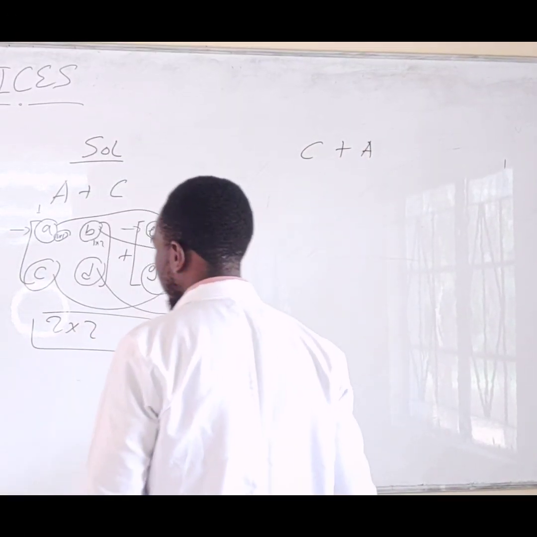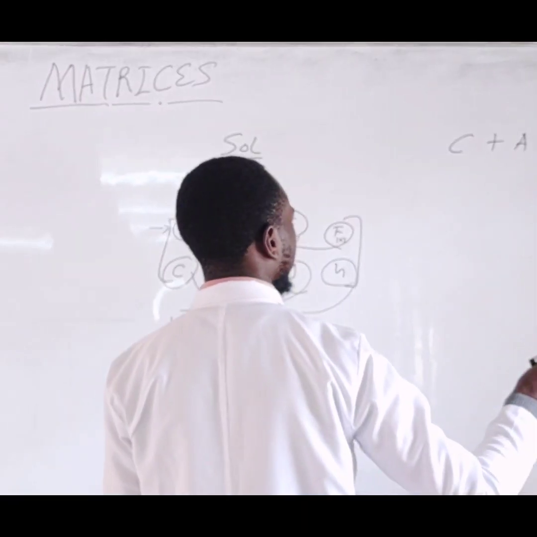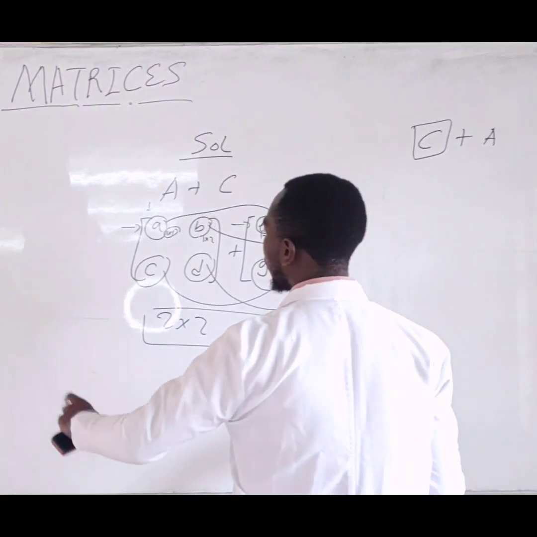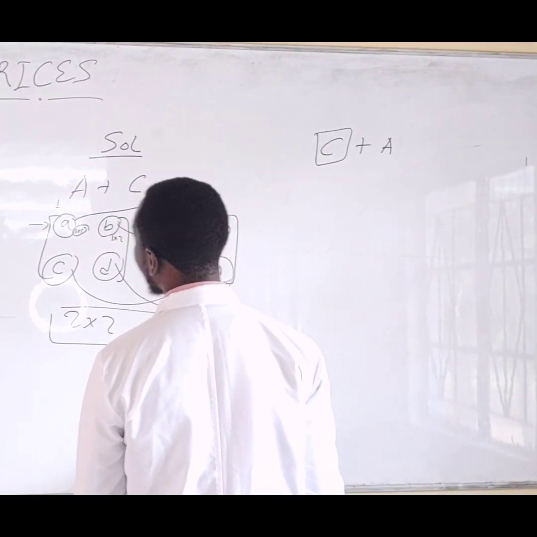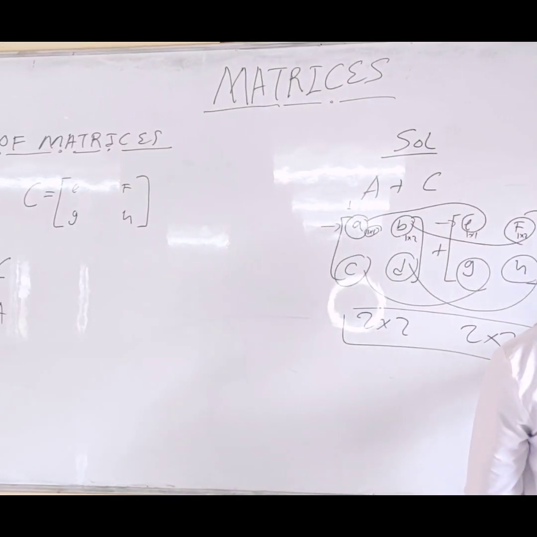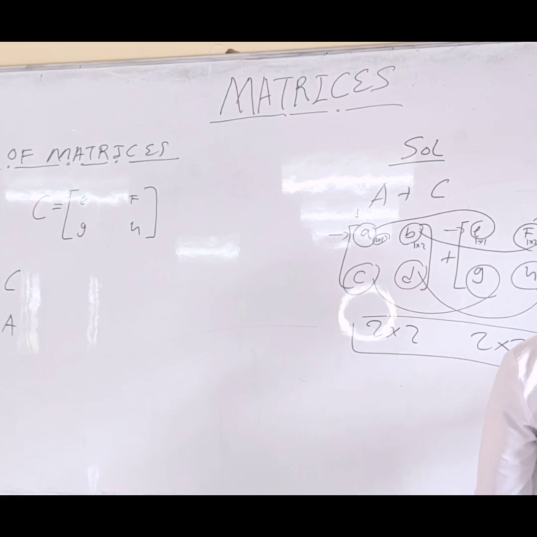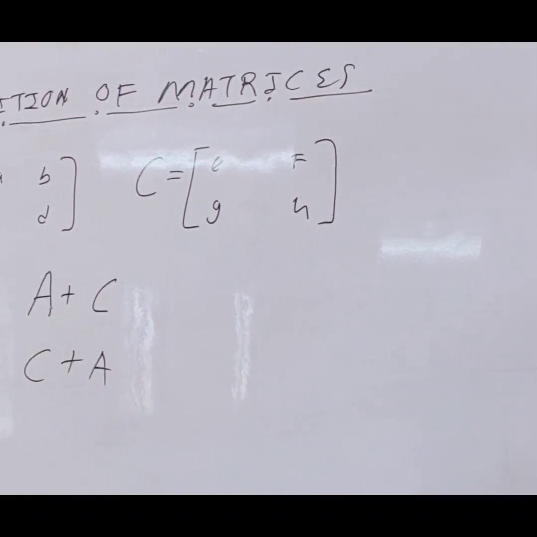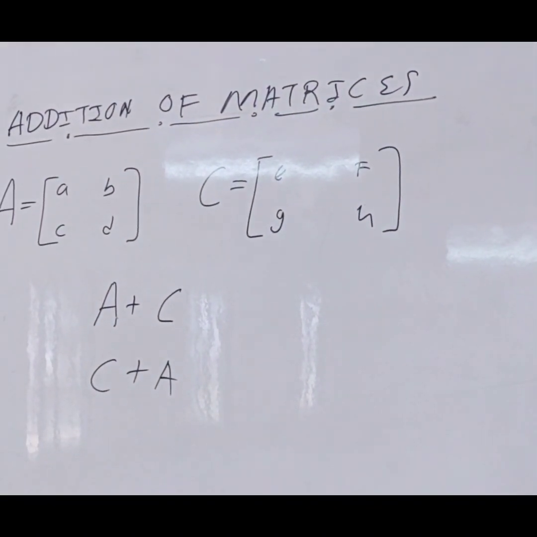Now C plus A. Guys, to add these things is just quite simple. It's just to follow the simple laws. The first thing here in front is C. So you have to put matrix C in front. What is your matrix C? I believe it is E, F, G, H. You are going to have something like this. Then here add your A. What is your A? Your A there is A, B.